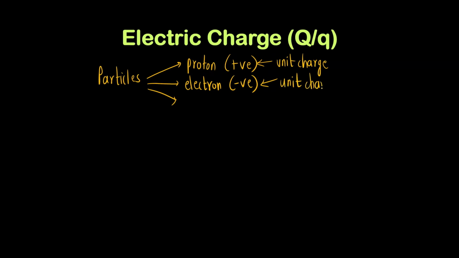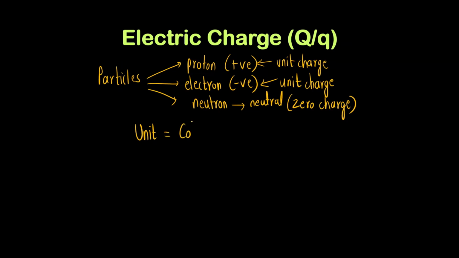And what is the charge of a neutron? Neutron is neutral, or we say zero charge. Proton and neutron are present in the nucleus. Electron is present outside the nucleus in the orbital space. So what is the unit of electric charge? The unit of electric charge is called coulomb, C-O-U-L-O-M-B, and it is denoted by capital C.